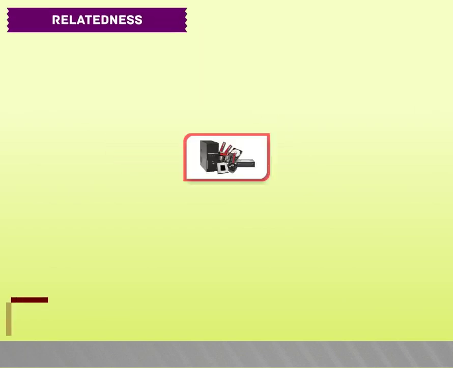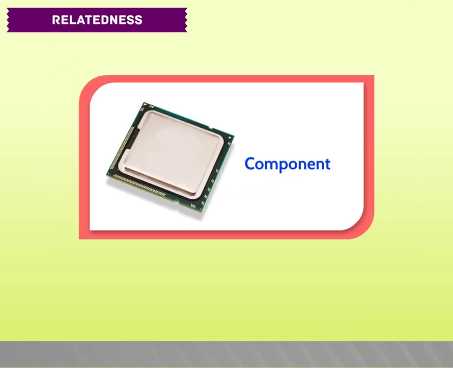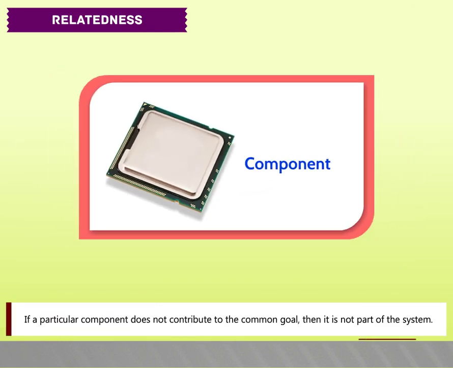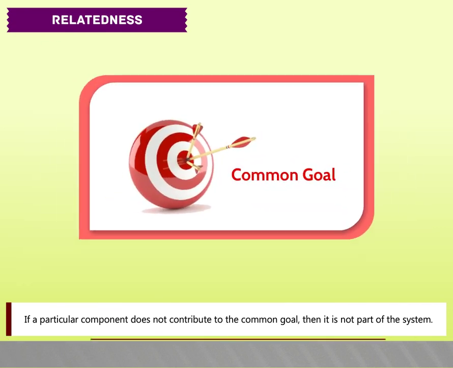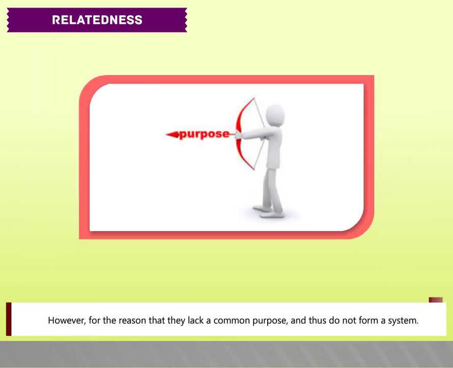Relatedness. Common purpose relates the multiple parts of the system. If a particular component does not contribute to the common goal, then it is not part of the system. However, for the reason that they lack a common purpose, they do not form a system.